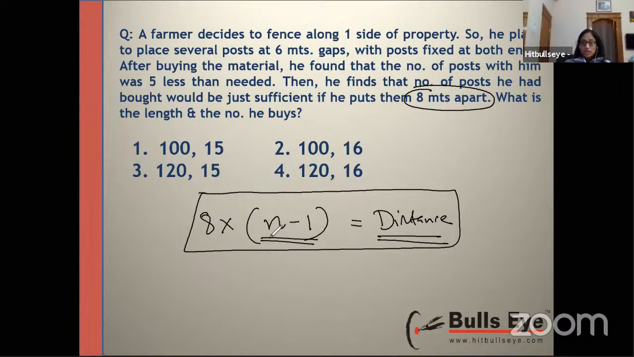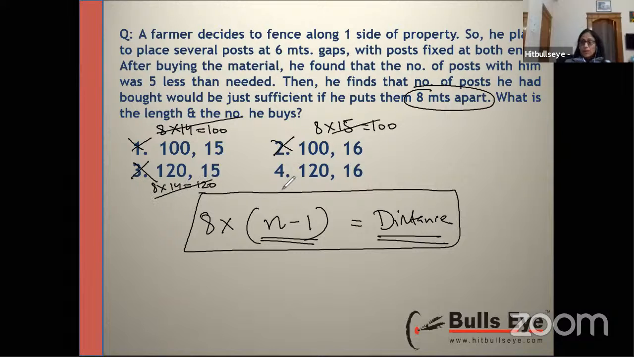Let's quickly check the options now. If I try option number 1, I need to ensure that 8 multiplied by 14 is equal to 100. No, it is not. So this option is definitely wrong. If second option is correct, then 8 multiplied by 15, why? Because one number less than 16 is 15, has to match with 100. No, it is not. Second option is also wrong, right? If I try third option, I have to ensure that 8 multiplied with 14 has to be 120. No, it is not. So third option is also wrong.